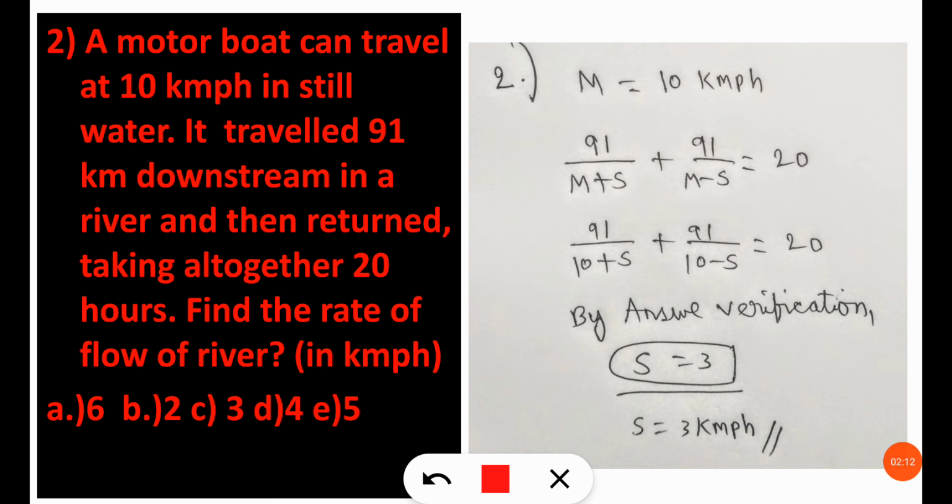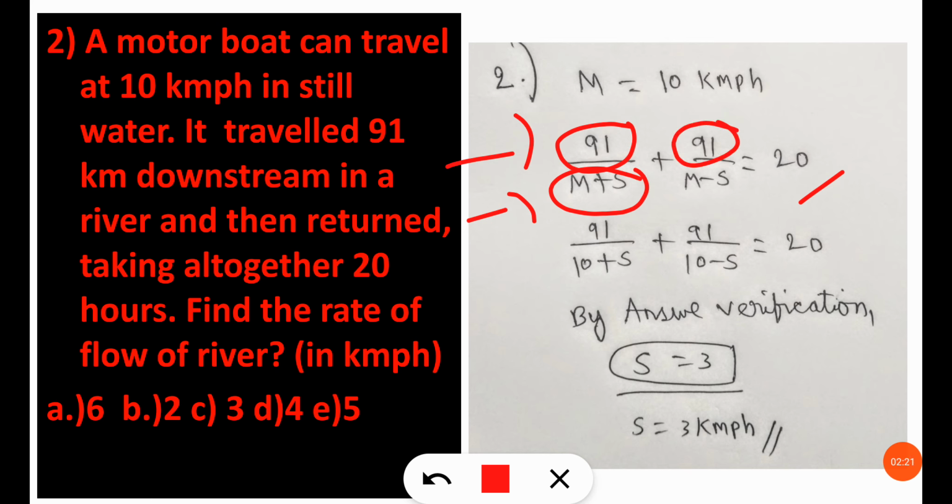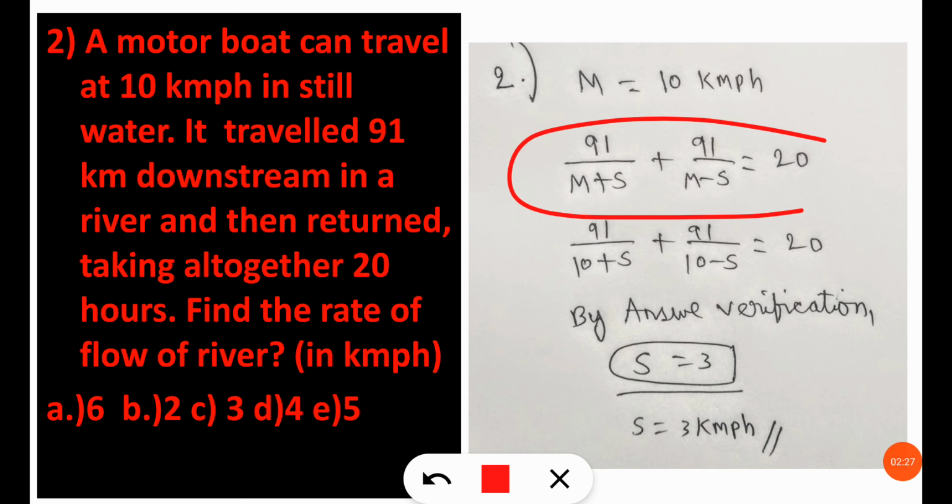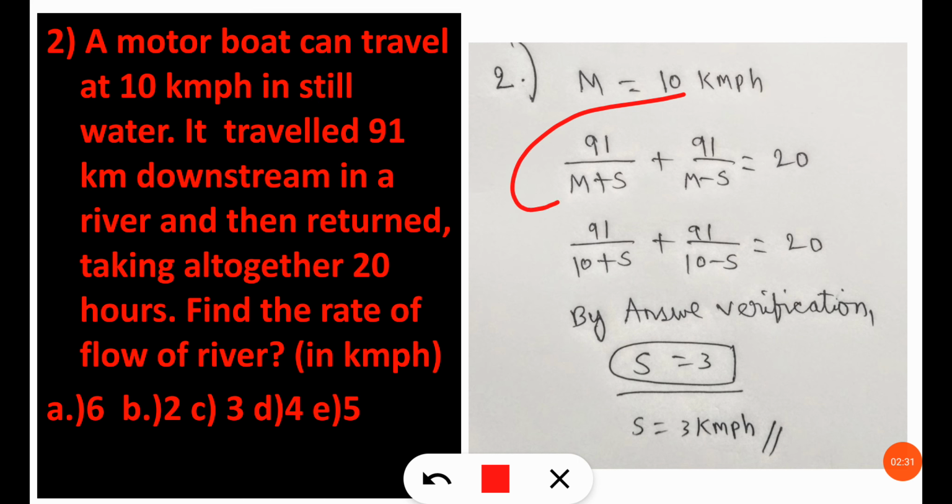We know that distance by speed equals time. So downstream distance by downstream speed plus upstream distance by upstream speed equals total time, that is 20 hours. I hope you understood this expression. Next, m is given as 10, so we'll substitute 10 in the m place: 91 by 10 plus s, plus 91 by 10 minus s, equal to 20. By the answer verification method we can easily solve this.